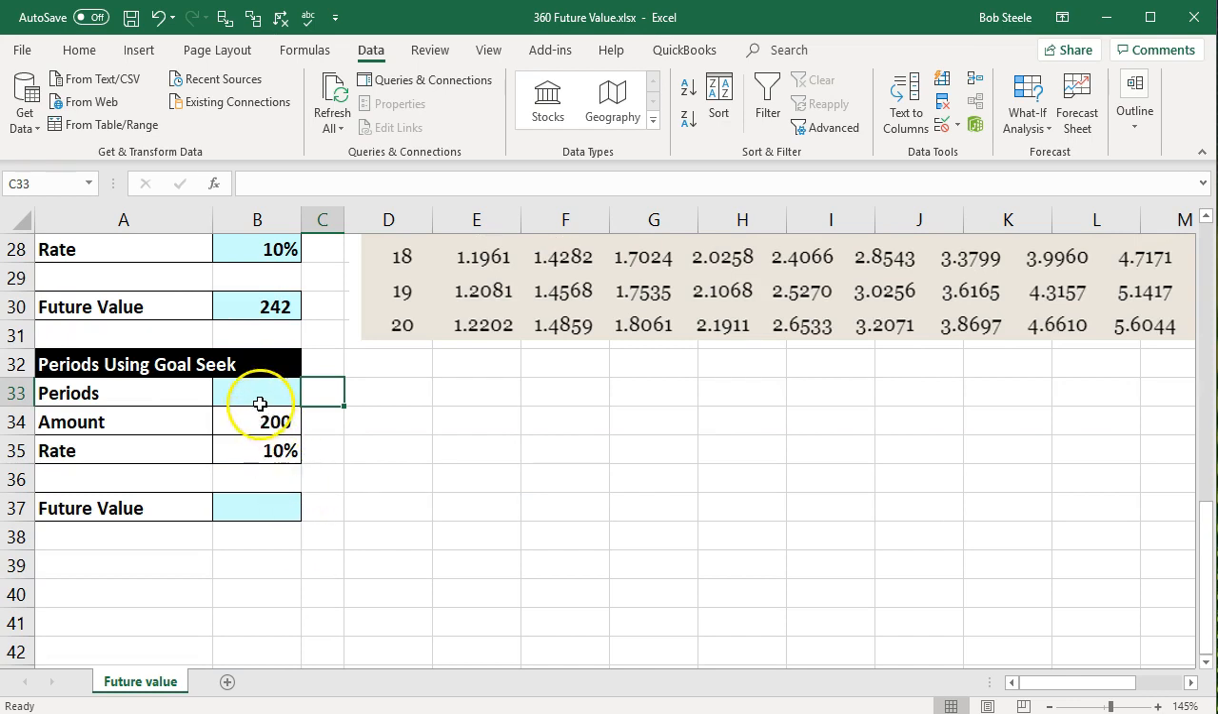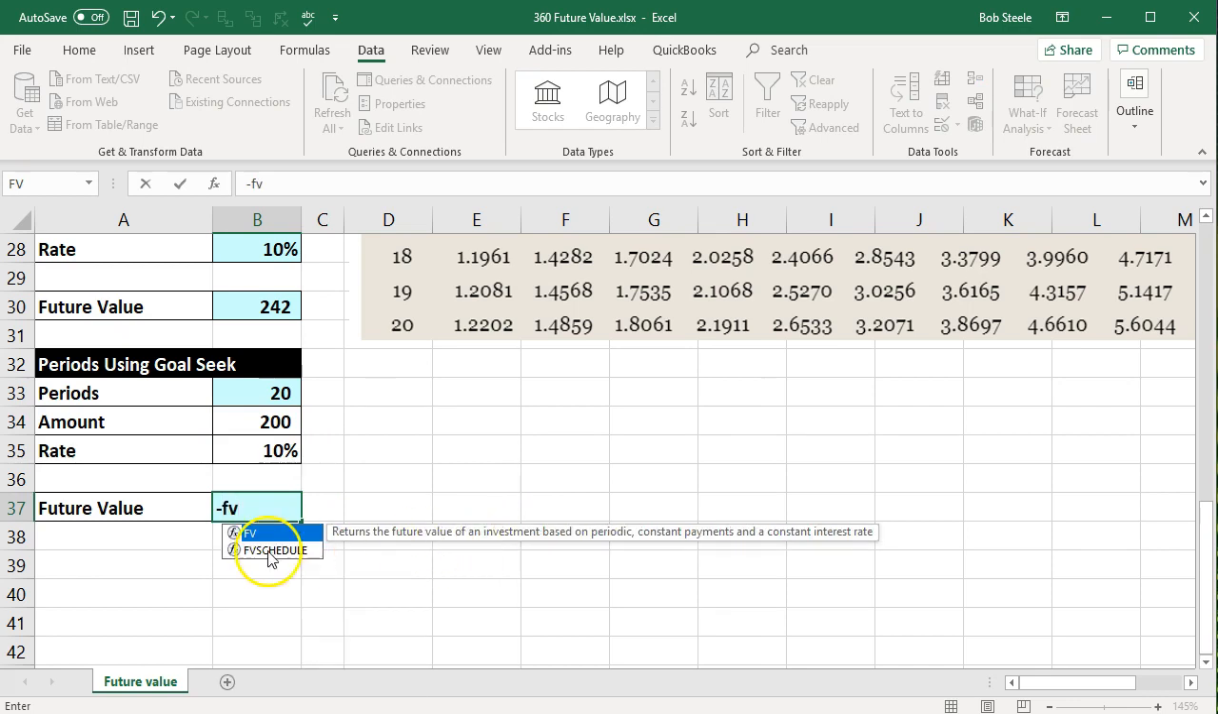Let's do the same thing. Let's say we don't know the number of periods. So again, I know the rate and I know the present value. I know the future value too. It's 242, but I'm going to use a formula here to get the future value and then allow Excel to back into the number of periods. So I'm going to say, I don't know the number of periods. Let's say it's like 20. I have no idea.